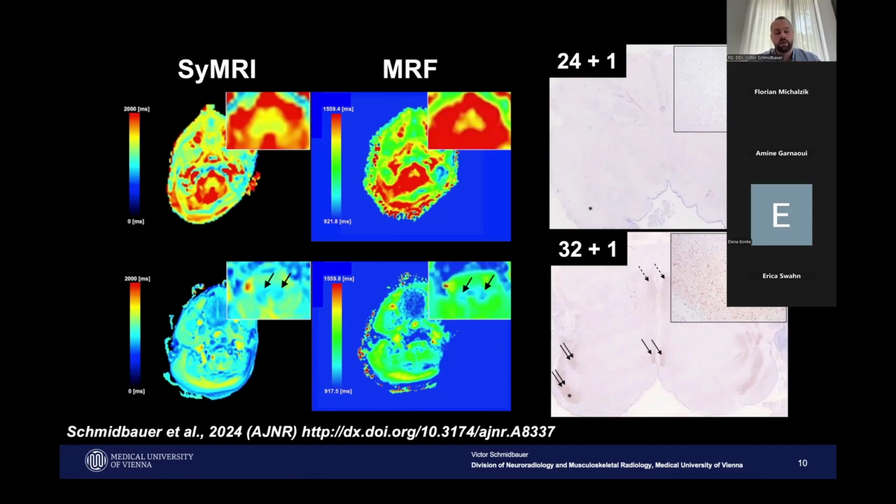And when we now take a look at the mapping data, on the left side SyMRI and in the middle MR fingerprinting, you can see there is myelin-induced relaxation time shortening depicted by these bluish color codings. So this proves that this technique is really sensitive to ongoing and really, really early myelination states.